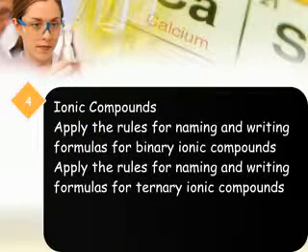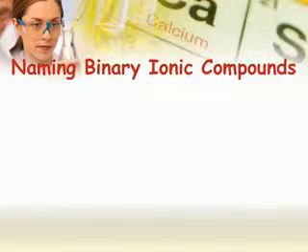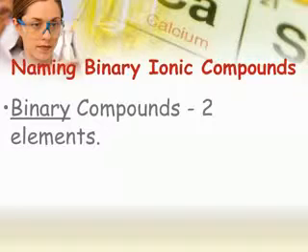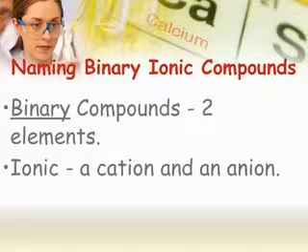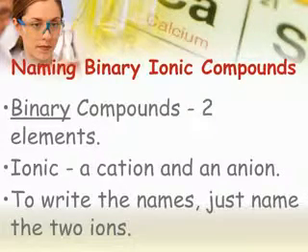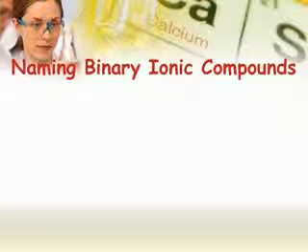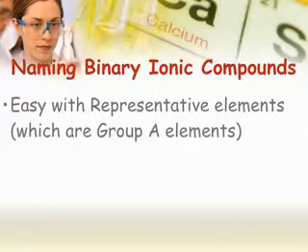So the objectives for this area are being able to apply the rules for naming and writing formulas for binary and ternary ionic compounds. That includes, of course, the ternaries, the polyatomic ions. So very simply, let's just start off. A binary compound, 2 elements. They're ionic. Therefore, that means they have a cation and an anion. To write the names, just write the ions. We've learned how to write the ions back in the last section on ionic charges. Let's see how this works.